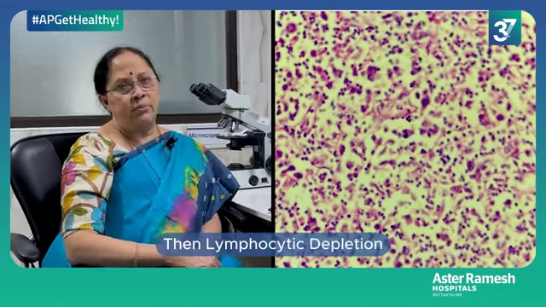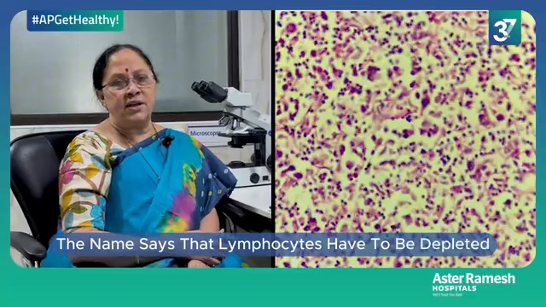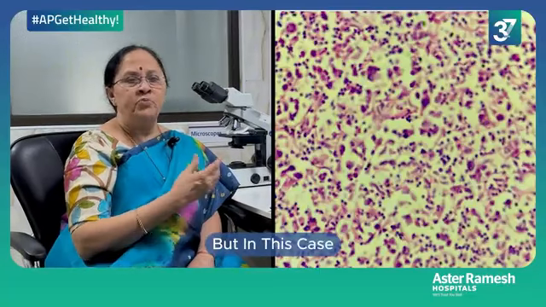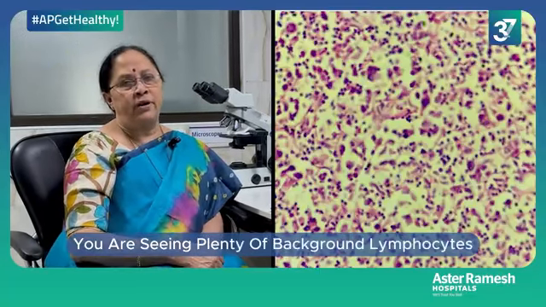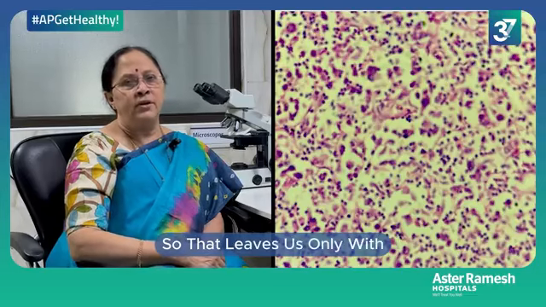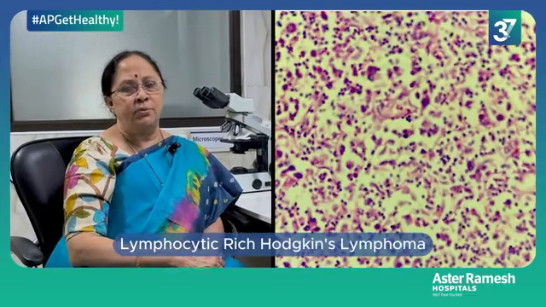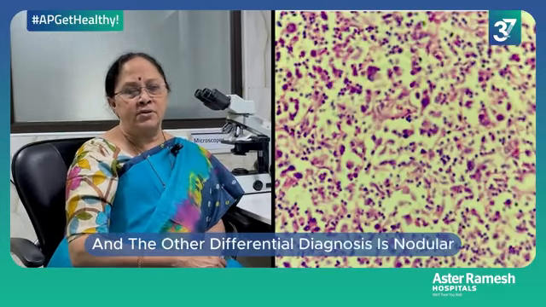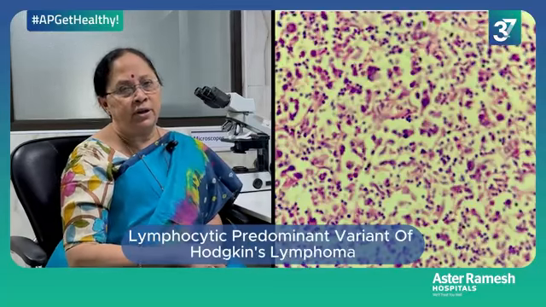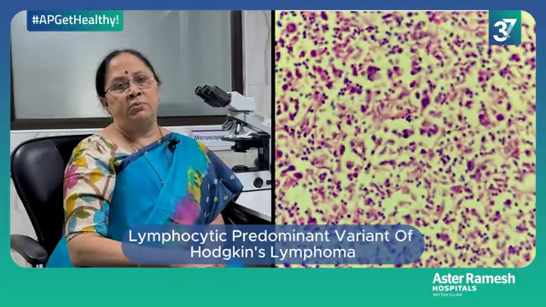Then lymphocytic depletion. The name says the lymphocytes have to be depleted, but in this case, you are seeing plenty of background lymphocytes. So, that leaves us only with lymphocyte rich Hodgkin's lymphoma, and the other differential diagnosis is nodular lymphocytic predominant variant of Hodgkin's lymphoma.